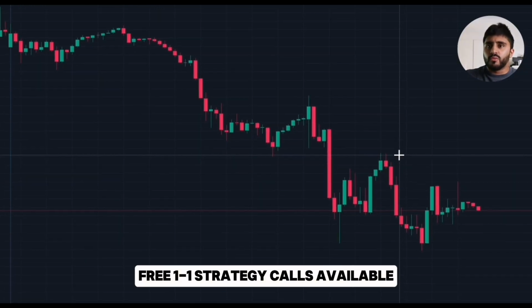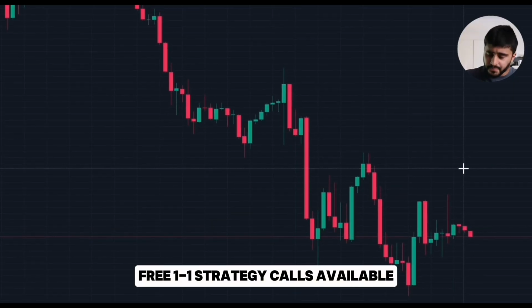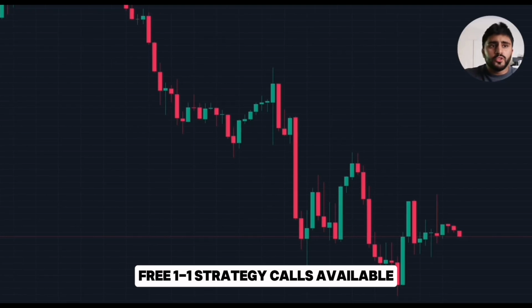So on the ATAS platform, what we're looking for is a 15-minute fair value gap, the same way that you would do on TradingView or any other platform. So you want to find the 15-minute fair value gap, which is just over here, and you mark out the candle before, because this is your key level.